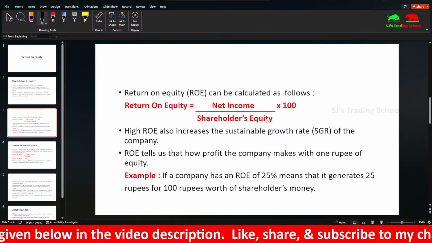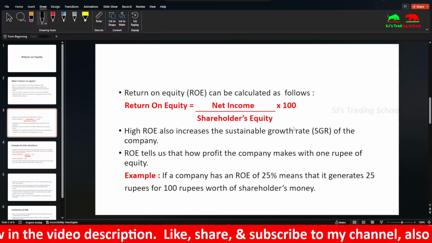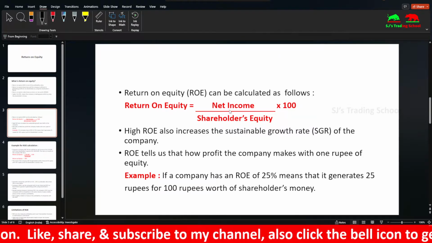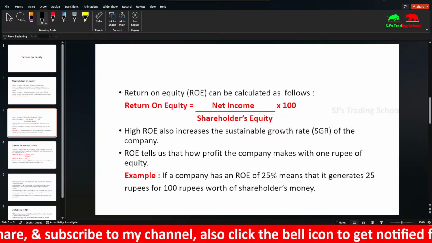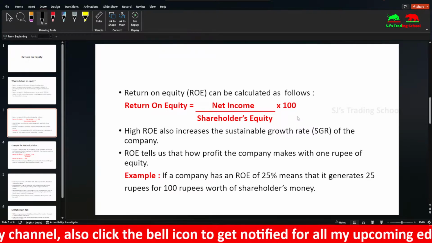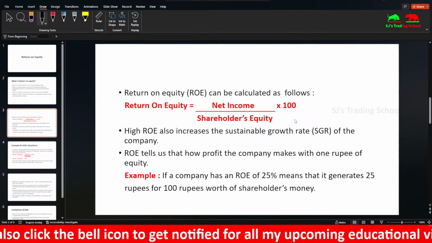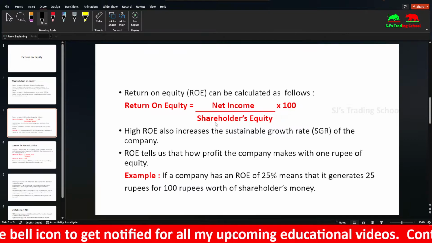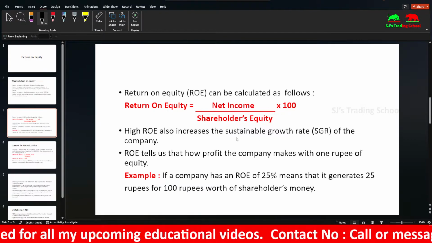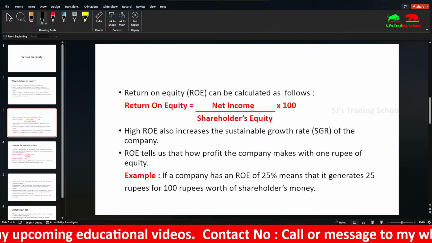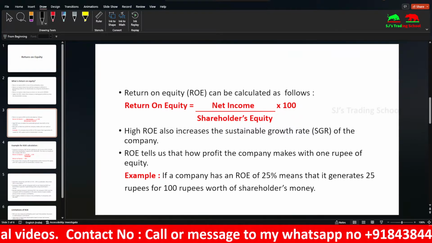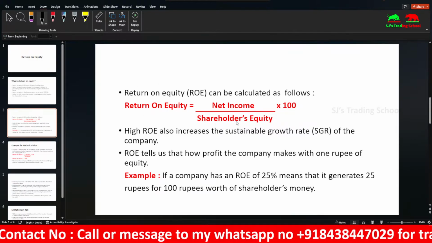What is shareholders' equity? If you didn't see my basics of share market video, I have explained it in depth there. Shareholders' equity involves equity share capital plus reserves and surplus, and sometimes even preference share capital is included. But mostly return on equity doesn't include the preference share capital, because it is calculated for the normal common shareholders. But sometimes the shareholders' funds might include the preference share capital. This is just the general formula which is used for ROE.